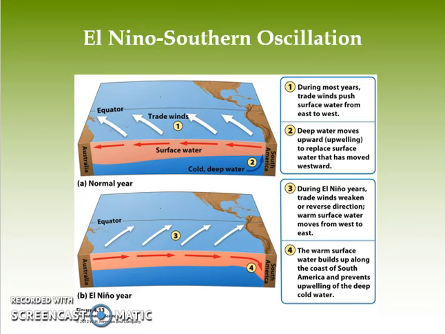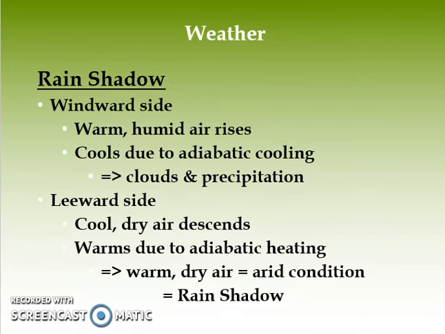So basically the picture on the top is a normal situation and on the bottom is the El Niño, so this water gets sloshed back. We're going to go through this in class, so I'm not going to spend much time on this.